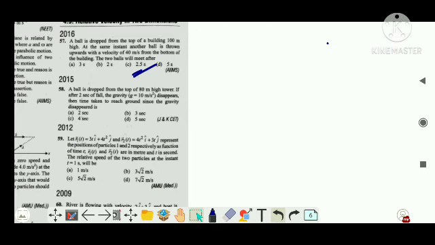Now let's move on to the 58th question. A ball is dropped from the top of an 80-meter high tower. If after 2 seconds of fall the gravity disappears, then the time taken to reach the ground since the gravity disappeared is... So let's do that one.